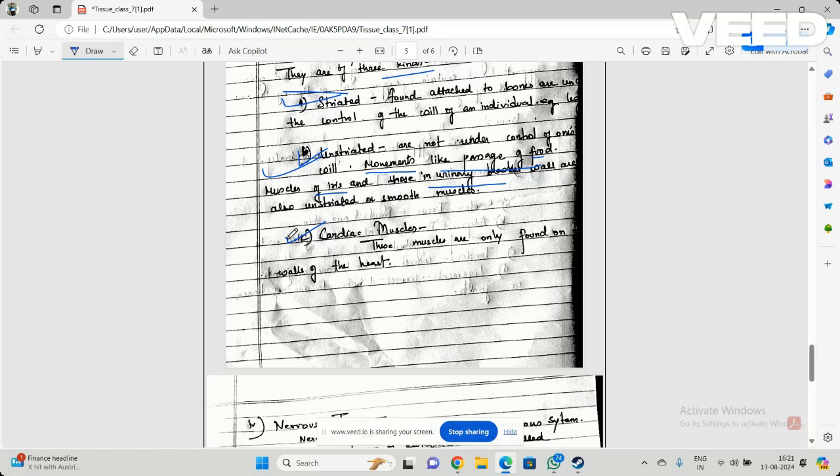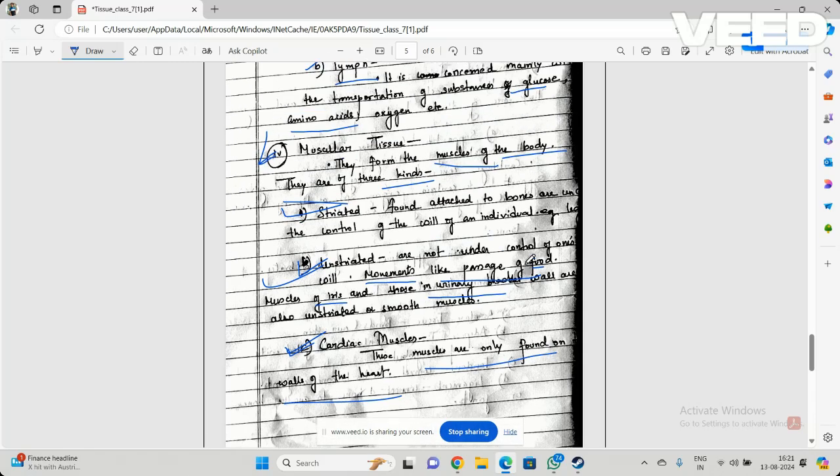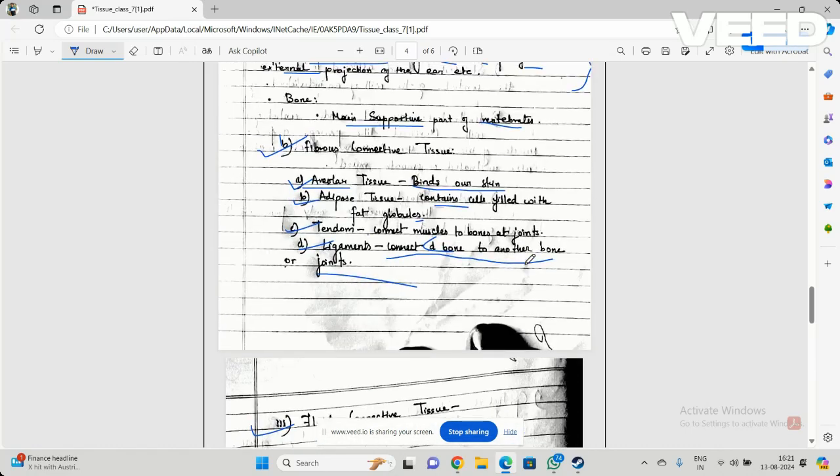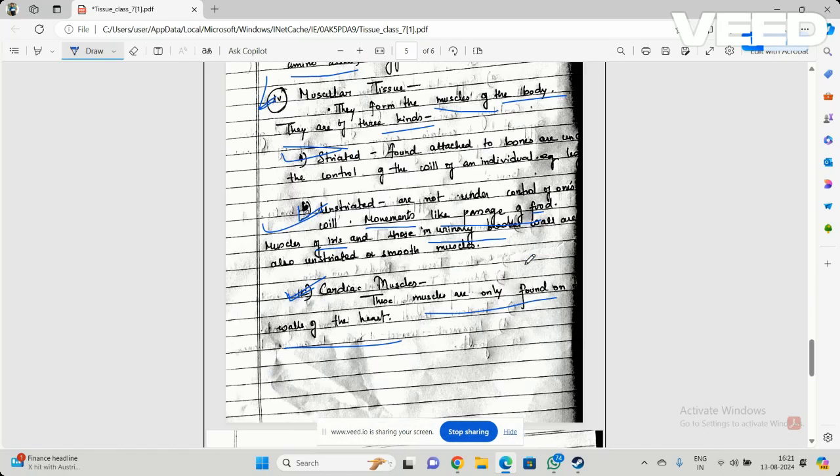And what are cardiac muscles? The muscles present in the heart, that is called cardiac muscle. The walls of the heart help in the contraction and relaxation of the muscles of the heart. Those are cardiac muscles. Clear? I hope it is clear.